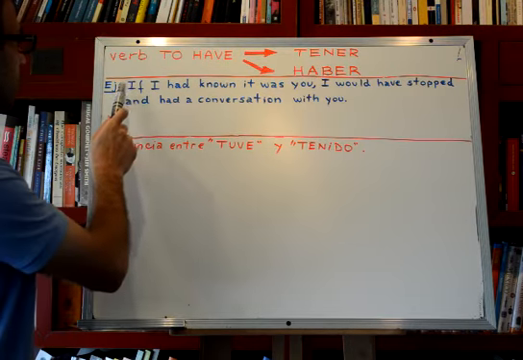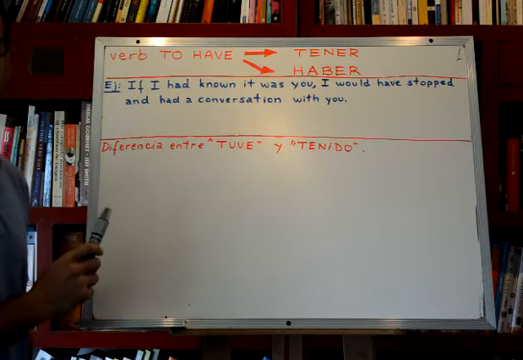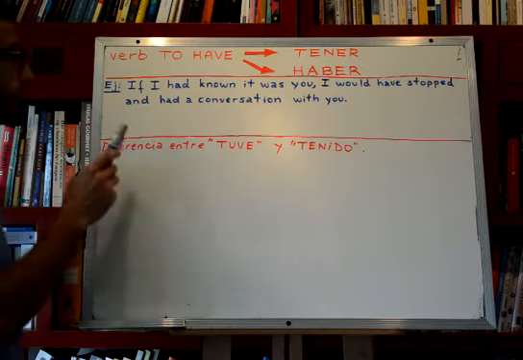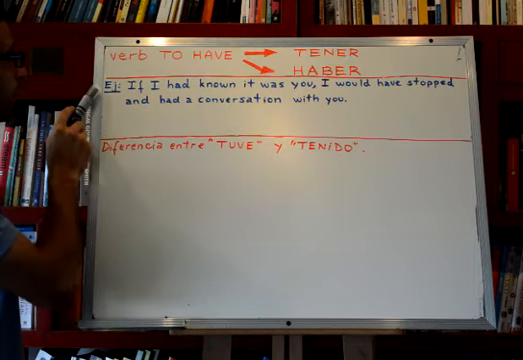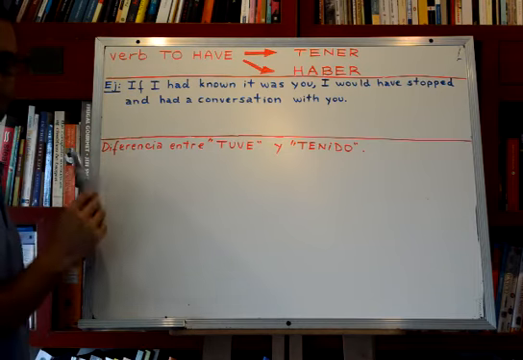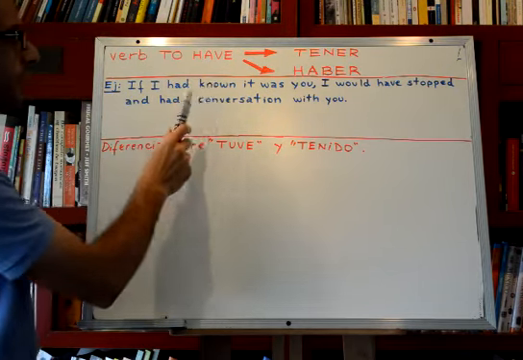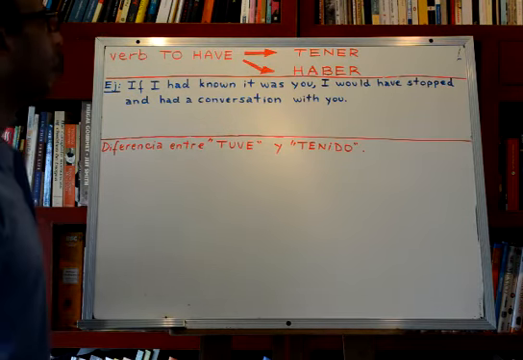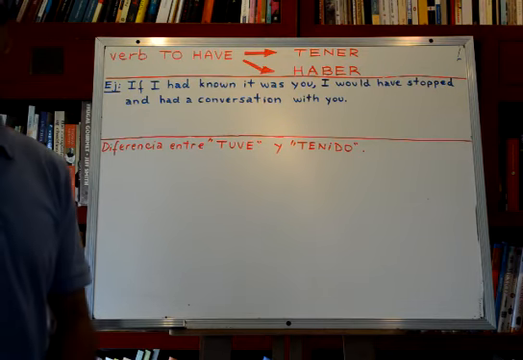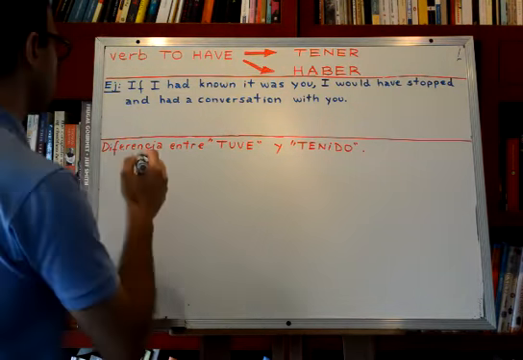Bien, EJ significa ejemplo, example. In Spanish, example is ejemplo. Therefore, we abbreviate it with EJ. Ejemplo. If I had known it was you, I would have stopped and had a conversation with you. So let's translate this into Spanish.